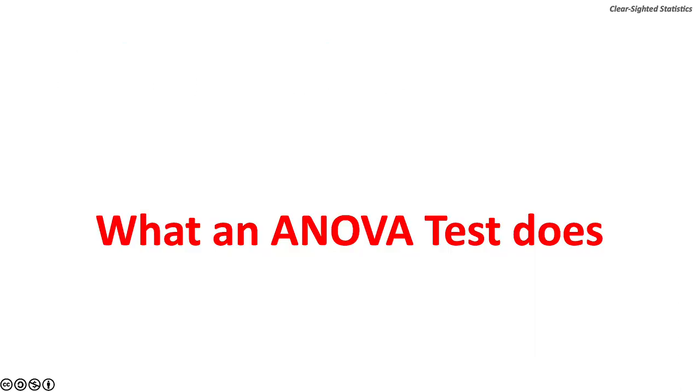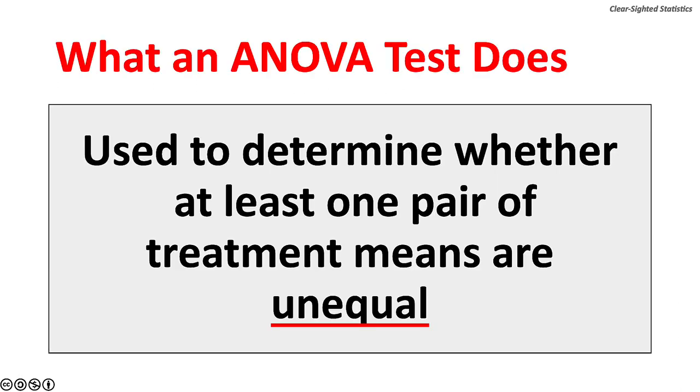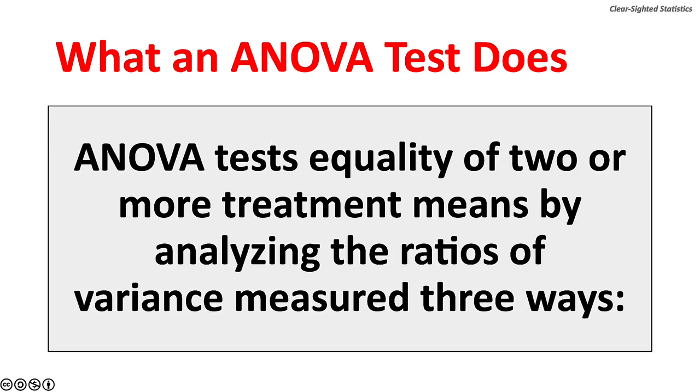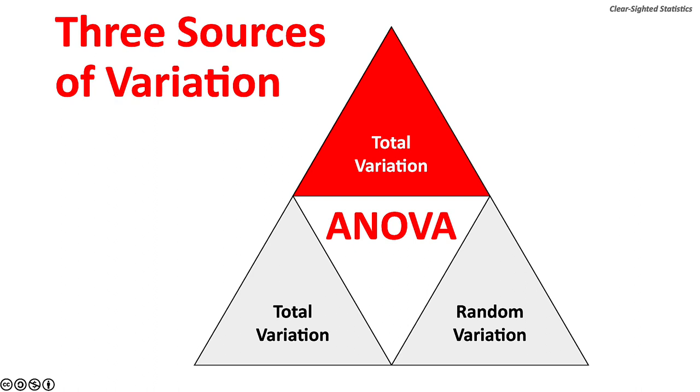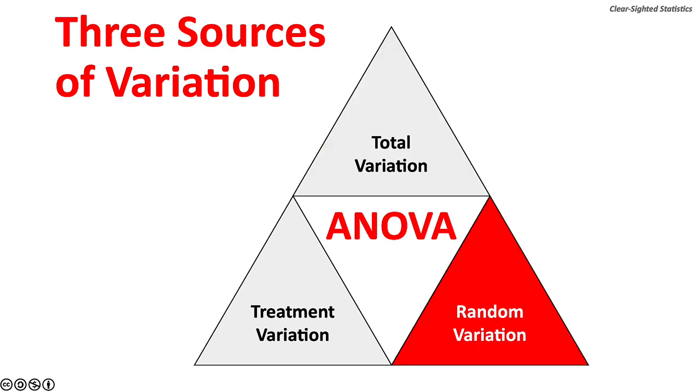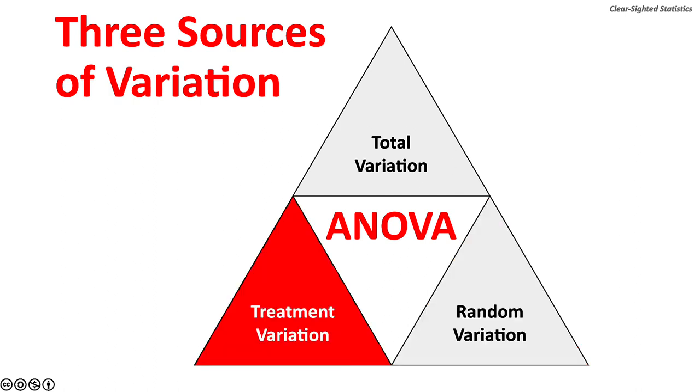Let's turn to what an ANOVA test does. ANOVA tests are used to determine whether at least 1 pair of treatment means are unequal. ANOVA tests whether 2 or more treatments have equal means by analyzing the ratios of variance 3 ways. Here are the 3 sources of variation. The first is total variation. The second is random variation. And the third is treatment variation.